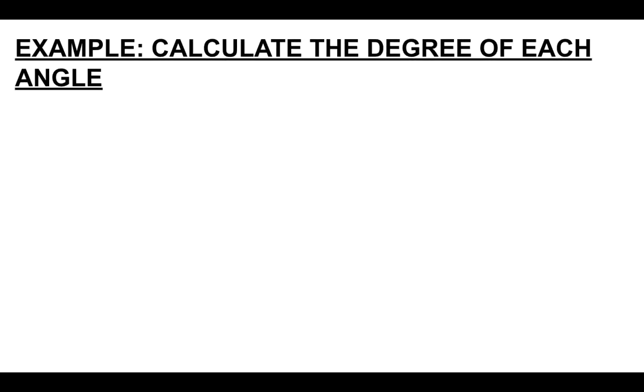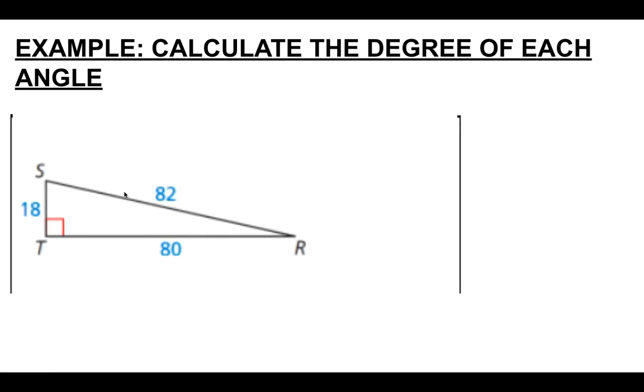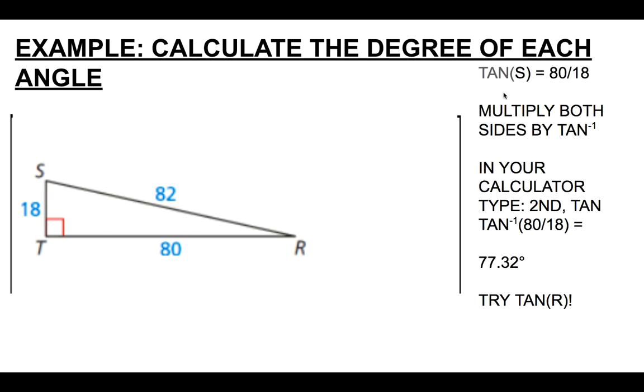So now, though, I want to actually calculate the degree of each of my angles. So I'm going to have that same triangle again, but now I want to know actually how many degrees is this angle here, angle S. So in order to do that, I'm going to set up my equation just like I had done in the previous slide, where I'm going to show the tangent of this angle is opposite over adjacent. So I have tangent of S is equal to 80 over 18. Now what I want to do, because I want to isolate S, or my theta, and figure out what it is, that means I have to eliminate tangent.